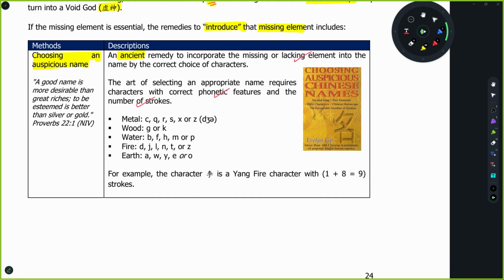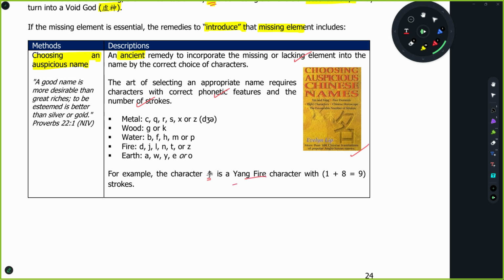Okay, so anyway, due to time I cannot elaborate any further than just this. But of course, there are always more books to read. Like I said, how to actually choose an auspicious name is pretty complex by itself. For example, this is a very, very popular Chinese name, Li. Li is actually a Yang fire character.